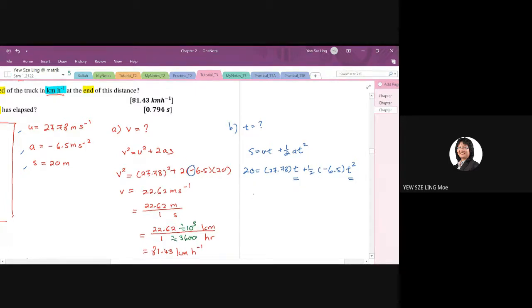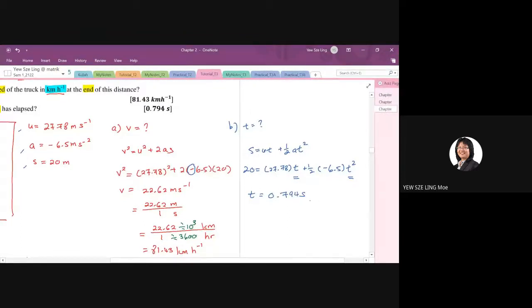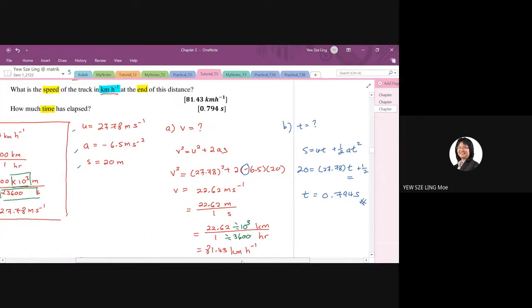So our t is equal to 0.794 second. So remember, if you get two answers, then you go for the positive value. If both of them are positive, then you go for the smaller value. In a linear motion, we go for the smaller t. So that is question number 3 for you.